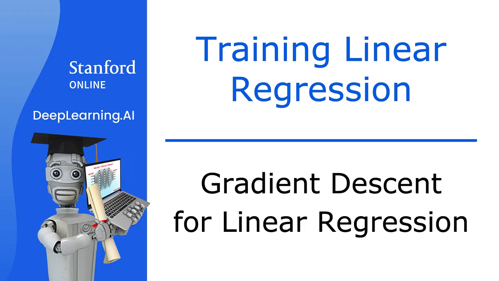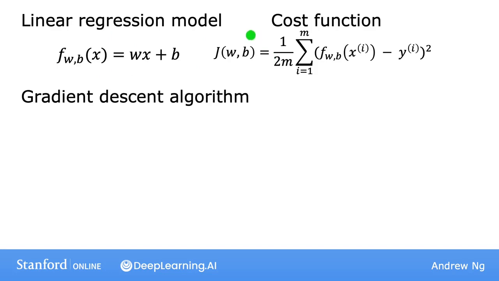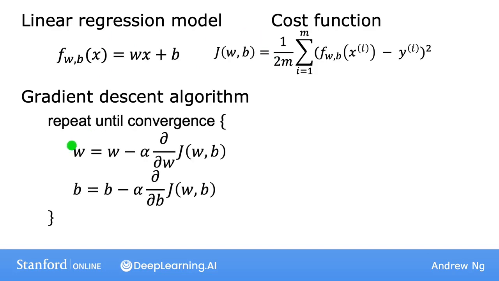So previously, you took a look at the linear regression model, and then the cost function, and then the gradient descent algorithm. In this video, we're going to put it all together and use the squared error cost function for the linear regression model with gradient descent. This will allow us to train the linear regression model to fit a straight line to our training data. Let's get to it. Here's the linear regression model, and to the right is the squared error cost function, and below is the gradient descent algorithm.